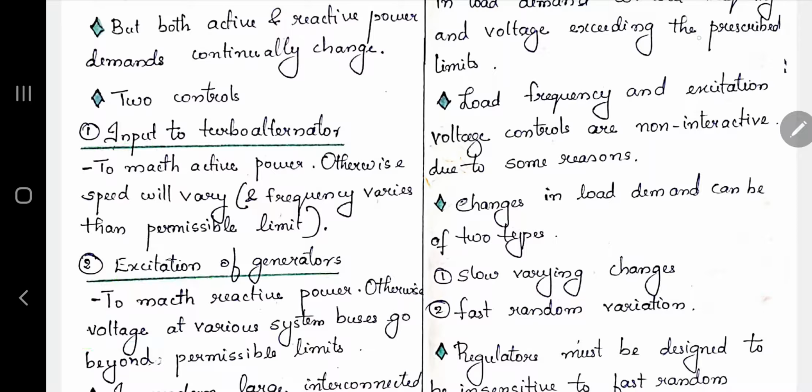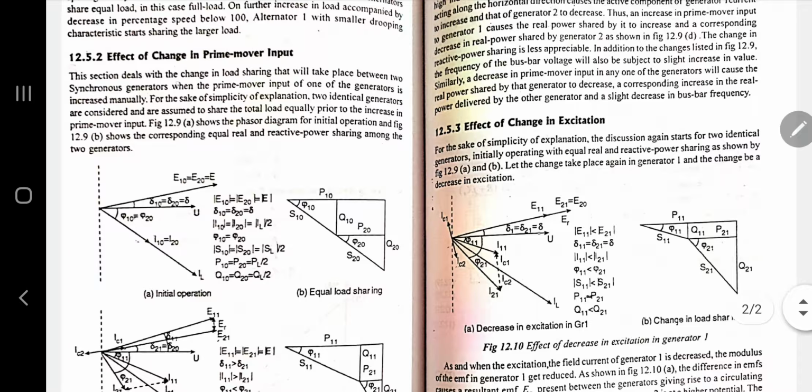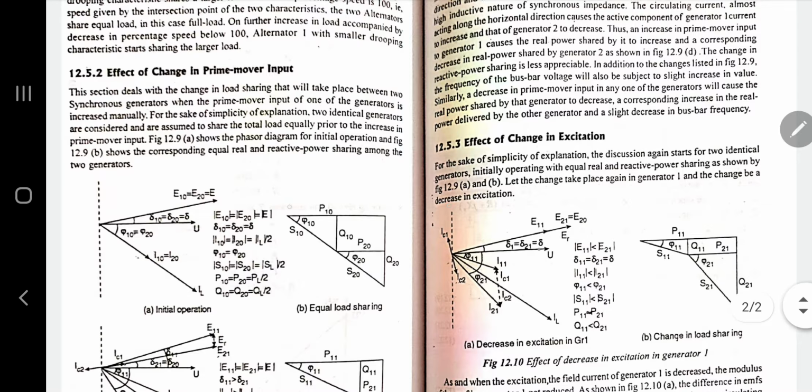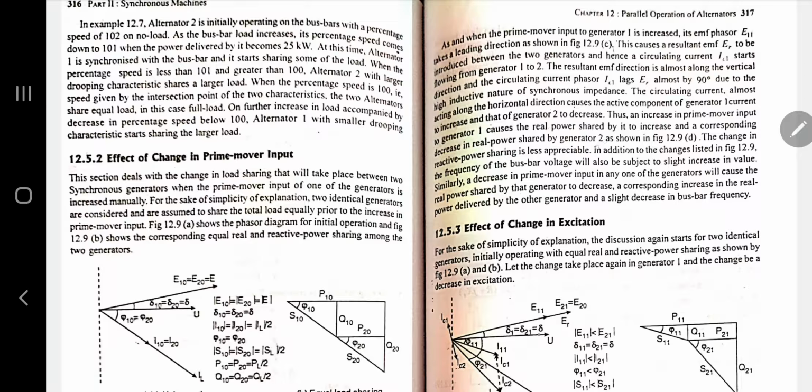Okay, this topic we have already studied in our synchronous induction machines. I will just show you the topic: effect of change in the prime mover input. What we studied is, if we connect two alternators in parallel, what will happen if there is a change in the prime mover input? I am just reading the conclusion. Thus, an increase in the prime mover input of generator 1 causes the real power shared by it to increase, and a corresponding decrease in the real power shared by generator 2.